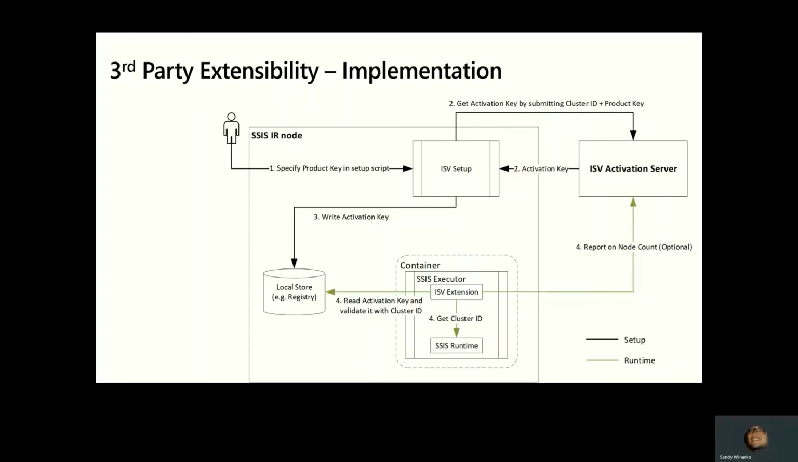At runtime, when he runs packages on his SSIS IR, the third-party component will fetch the locally stored activation key and validate it against his SSIS IR cluster ID from the SSIS system variable on each node of his SSIS IR to ensure that it is licensed to run the third-party component. This is the license validation process that could also optionally report his SSIS IR cluster node count from the SSIS system variable to the ISV's activation server.